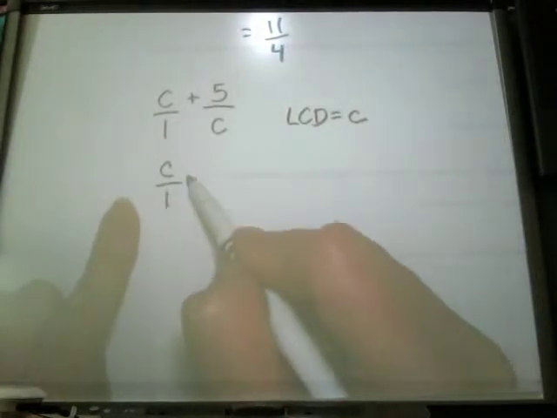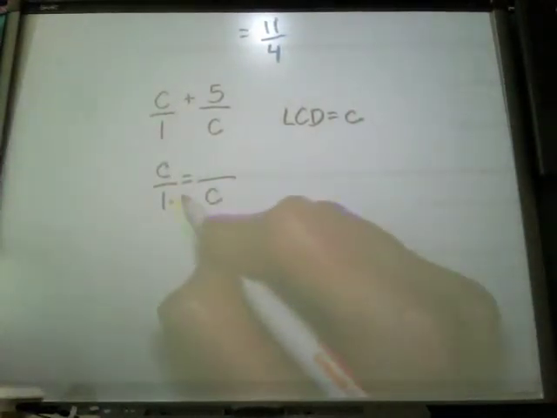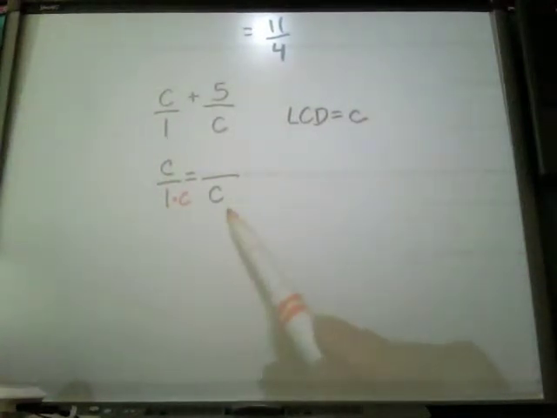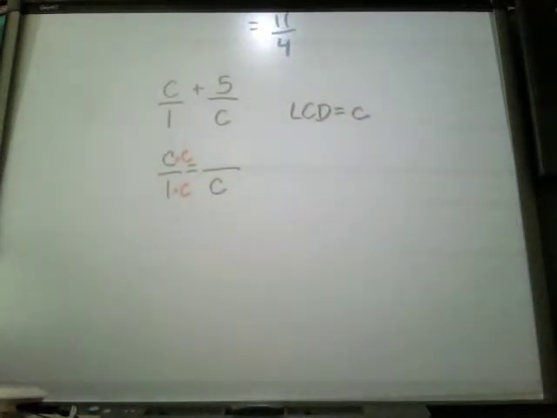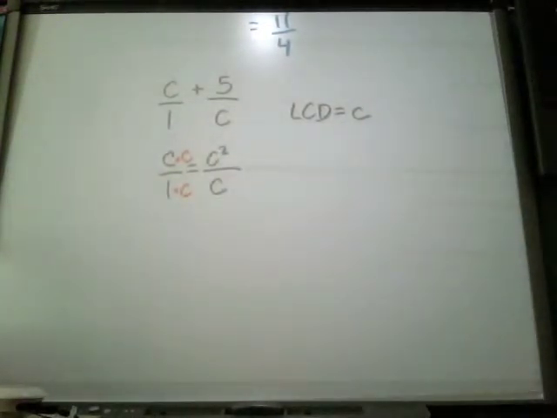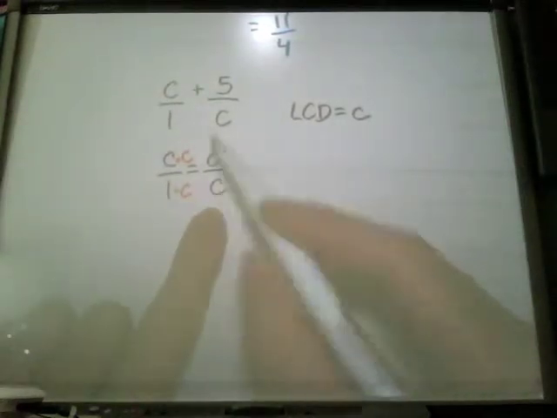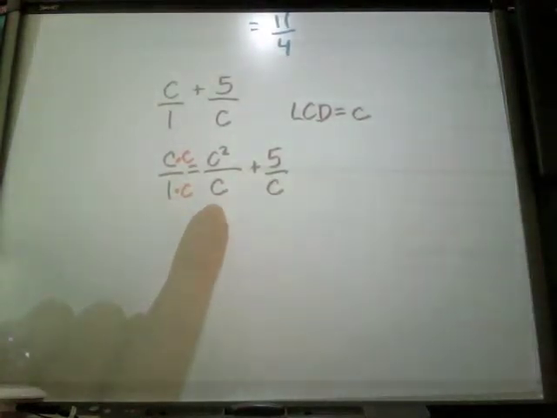If I take C over 1 and I want to turn that one into a denominator of C, you think, well, what did I do? Well, I must have multiplied times C. What's 1 times C? 1C. There it is. So all you're really doing is multiplying by that other denominator. C times C on the numerator, and I get C squared. I'm now going to use this one instead of over 1. So I have C squared plus C, that's my first fraction, plus the second one. Or sometimes, again, it might be minus.